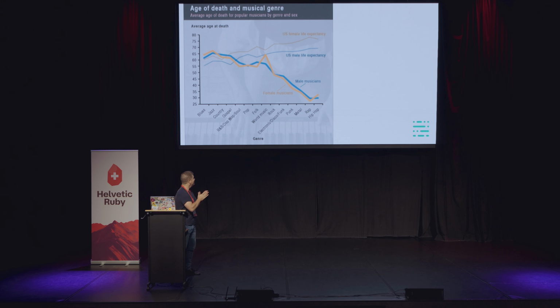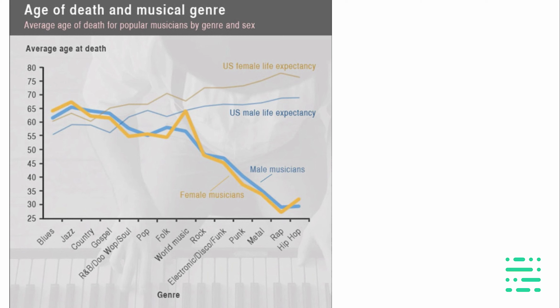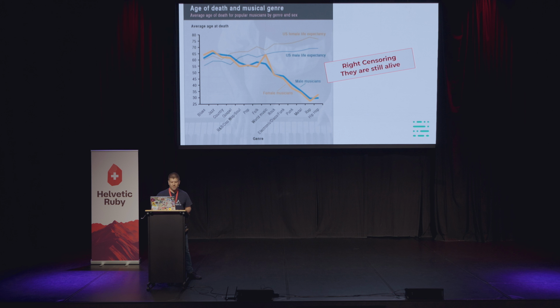This one is more tricky, but I like that one. This is a good one, because it tells you basically that punk, metal, rap, and hip-hop musicians die early. Seems plausible. They're violent genres. It's full of violence all the time. But actually, Sisters are still playing, I heard, and Cradle of Filth is also still playing. So the mistake here is that you're right censoring the newer genres. The newer genres, there people still live. They didn't die yet.